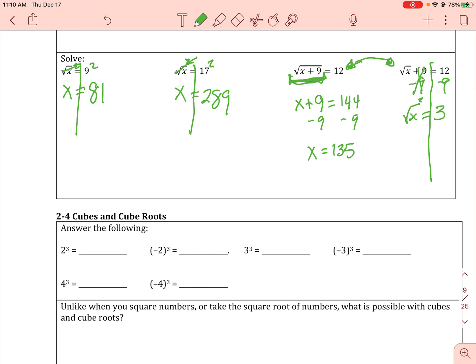And then you square each side. When you square a square root, those cancel because they're inverses of each other, and we're left with x. 3 squared is 9. When you square a number in an equation, you get one answer. When you square root to solve an equation, you get two answers. And that is solving by squaring and square rooting.